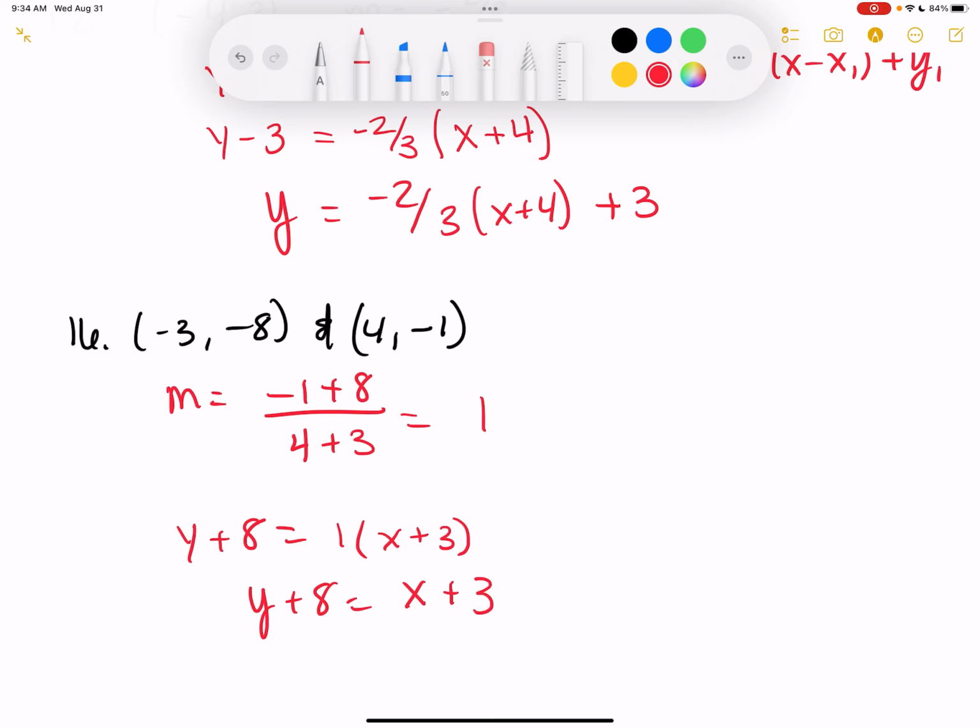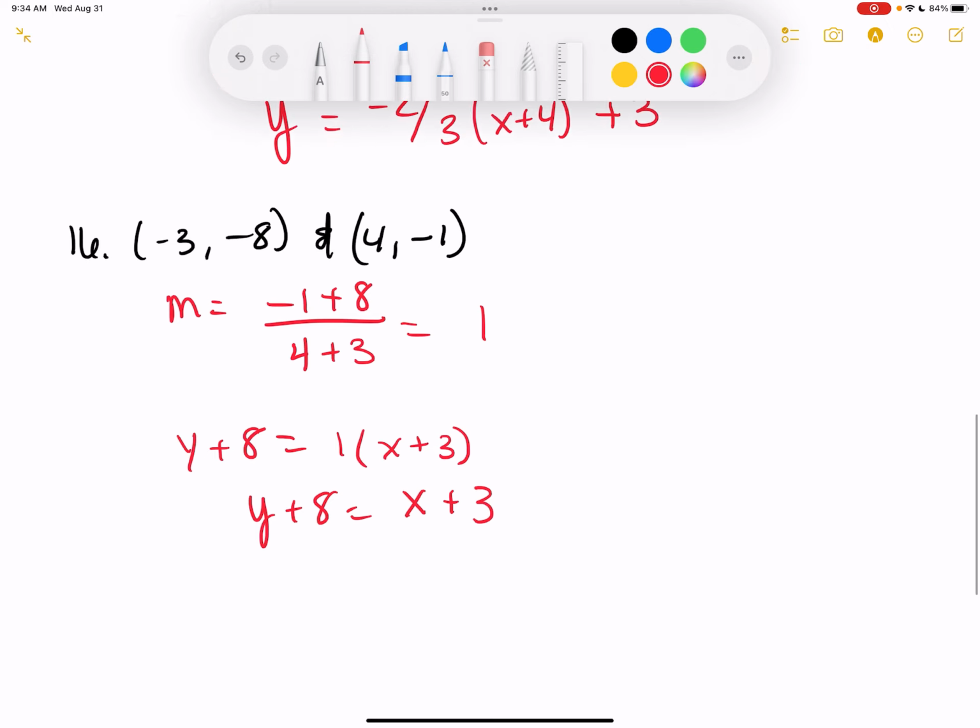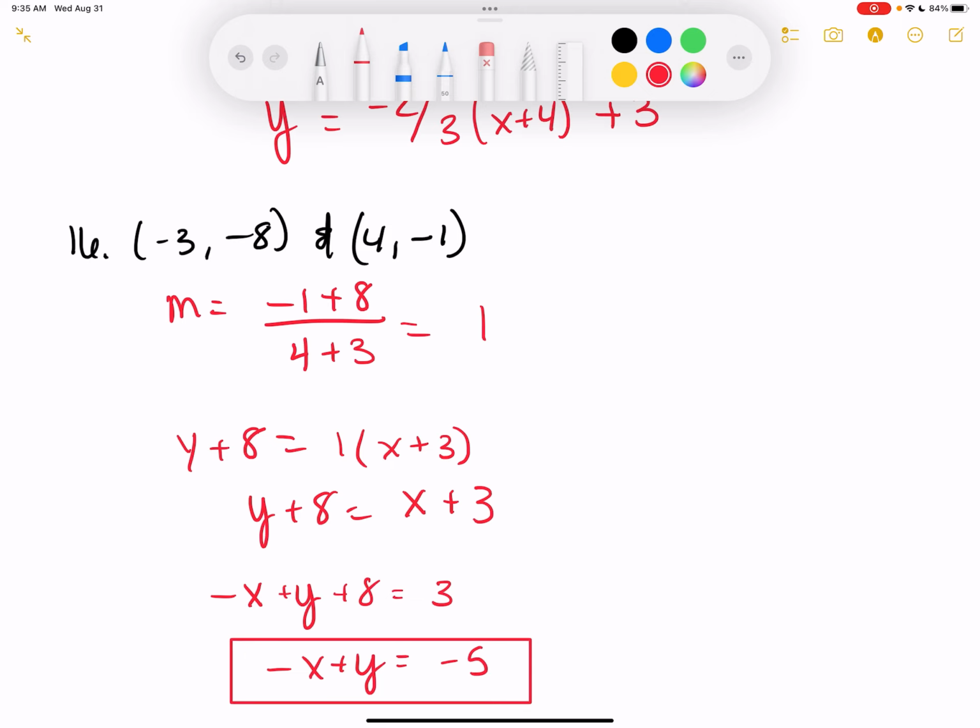Okay, what is general form? Ax plus by equals c. So what does that tell you I need to do? Get the x over to the left. So negative x plus y plus 8 equals 3. Is that in general form? No, you gotta move the 8 over to the right. So negative x plus y equals negative 5. And that's now in general form.